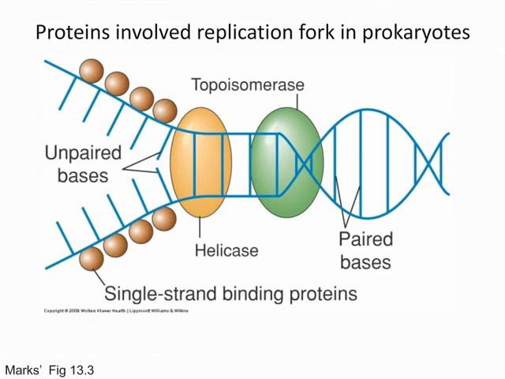Here we're looking at replication in prokaryotes. So helicases, again, are going to break the double helix apart so that replication can take place. Topoisomerase is breaking those phosphodiester bonds and then rejoining them again. So it's sort of cleaning up the mess left by helicase. But the main thing to pay attention to is the single-stranded binding proteins. So those are just going to be present to prevent the strand from coming back together.